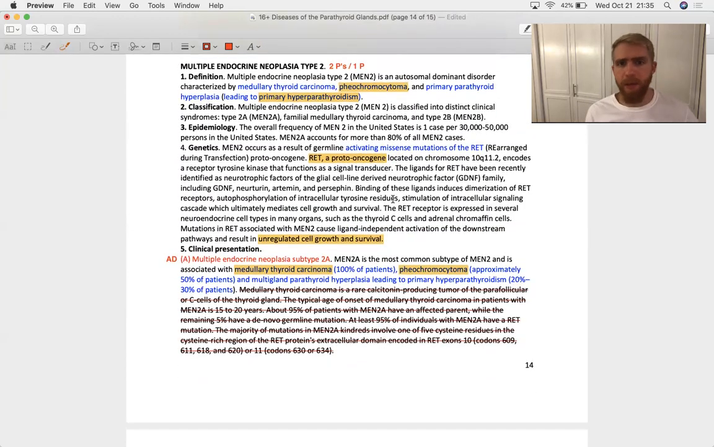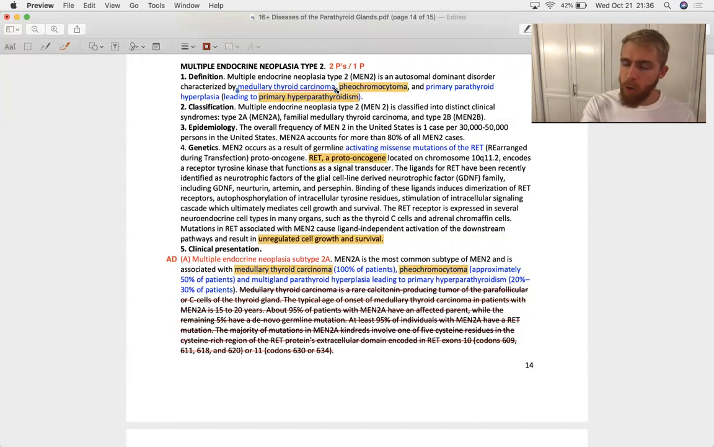MEN2A versus MEN2B. 2A's got 2Ps, pheochromocytoma and parathyroid problem. And then MEN2B, you really don't see parathyroid disease. What you really see there is just the pheochromocytoma and medullary thyroid carcinoma. Now, because both 2A and 2B involve the RET oncogene, there is a 100% presentation rate of medullary thyroid carcinoma if you have inherited this autosomal dominant multiple endocrine neoplasia type 2, A or B.